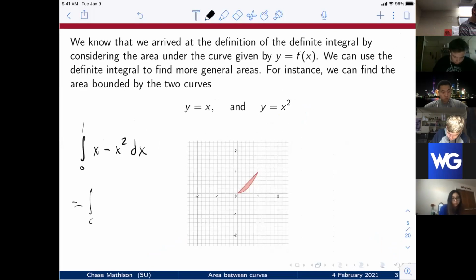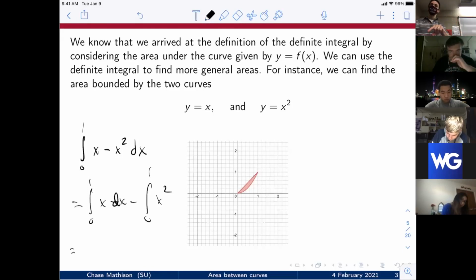We can break this up, right? So what's the integral of x with respect to x? 1. Careful, wrong way. 2, x squared over 2. Yeah, perfect. x squared, you add 1 to the exponent, and then divide by that new exponent, right? Very good. Then minus, what's the integral of x squared with respect to x? x cubed over 3, very good.